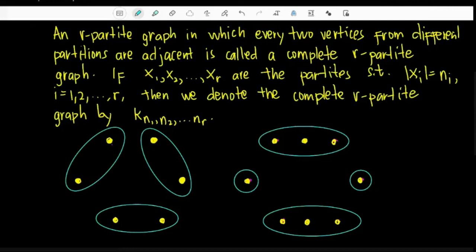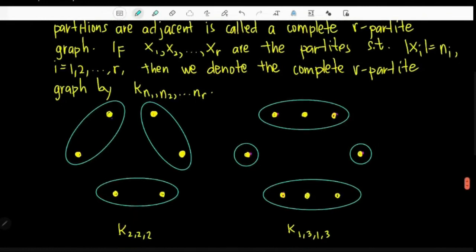Now, if X1, X2, up to Xr are the partites such that the number of vertices in X sub i is equal to n sub i, then we denote the complete R-partite by K sub n1, comma n2, comma n3, and so on up to nr. So this is just a generalization of our bipartite. Instead of talking of just two subsets of vertices, we are talking of R subsets of vertices. Now, the subscript denotes the number of vertices in each partition.